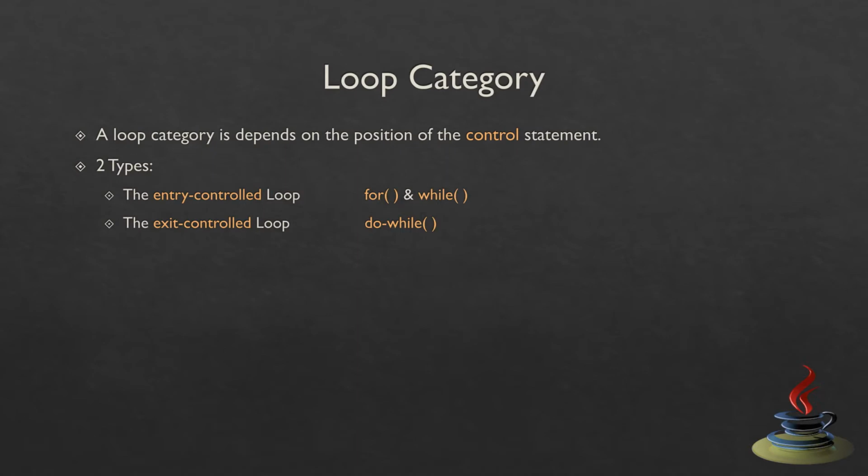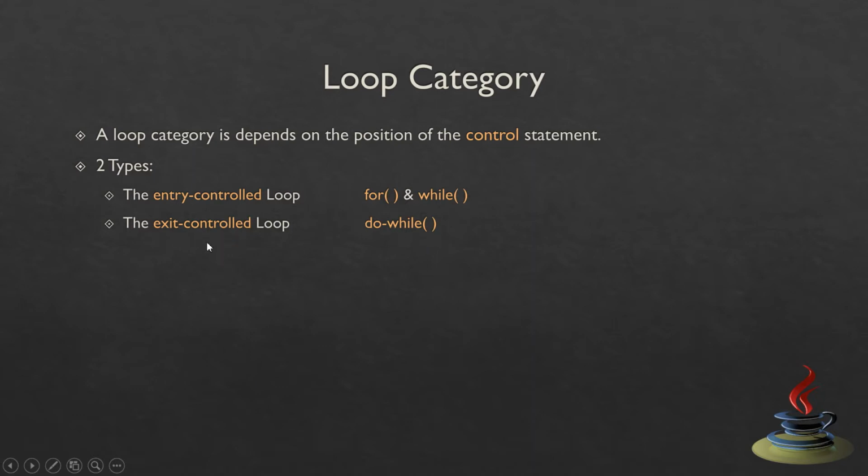Loop category. So in Java, there are two types of loop categories. Okay, and these categories depend on the position of the control statement, that means where you write your control statement in the loop. According to that we have categorized. In Java, the first one is the entry control loop, and the second one is the exit control loop. The for loop and while loop come under the entry control loop. Similarly, the do while loop comes under the exit control loop.